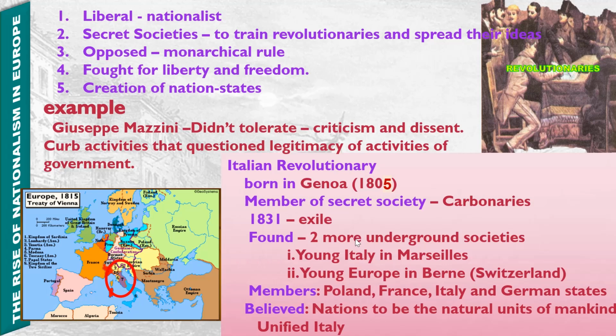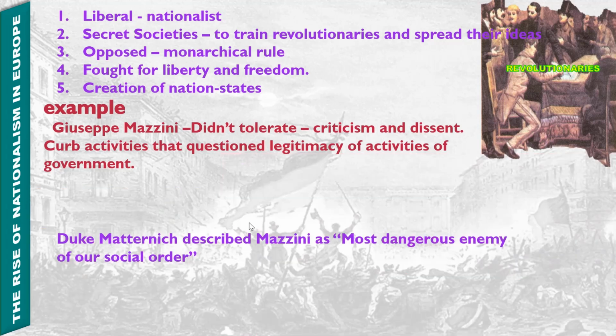Mazzini believed that God had intended nations to be the natural units of mankind. So, Italy could not continue to be a patchwork of small states and kingdoms. It had to be forged into a single unified republic within a wider alliance of nations. This unification alone could be the basis of Italian liberty. Following his model, secret societies were set up in Germany, France, Switzerland, and Poland.